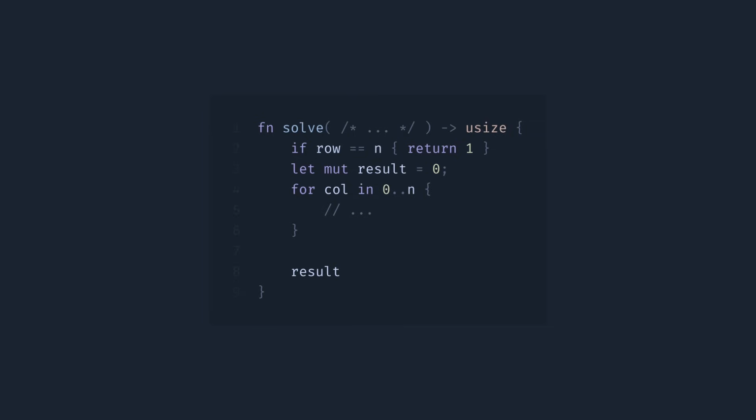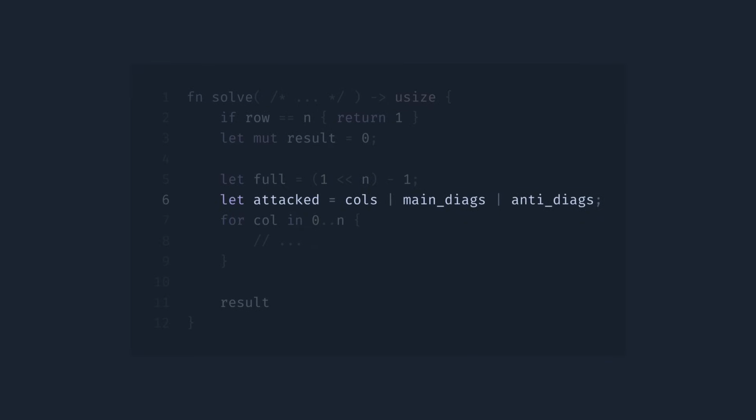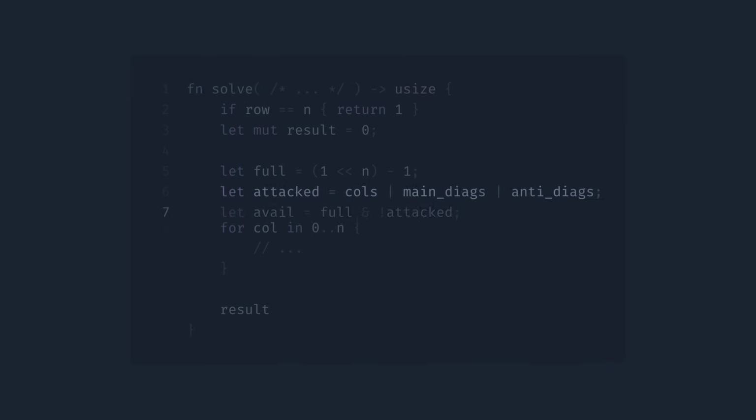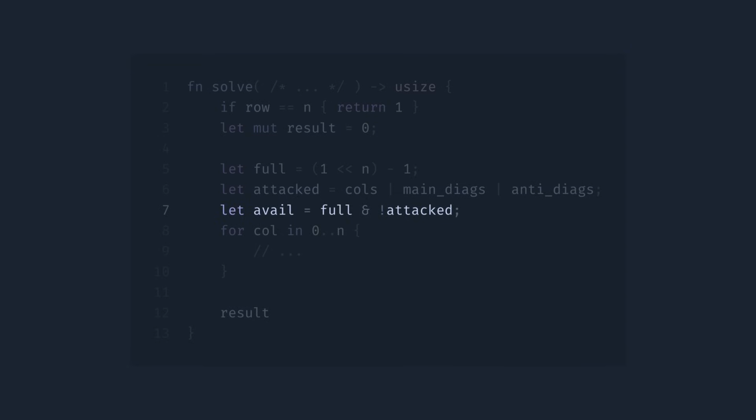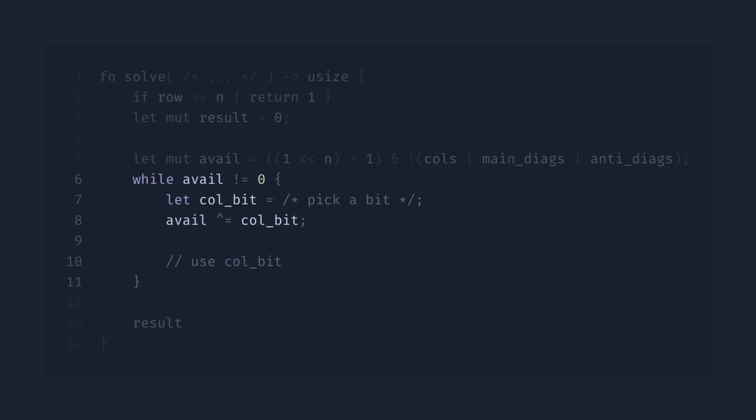So the whole board is 2 to the nth power minus 1, which is a bitset with n bits set to 1. And our merged bitsets are just a bitwise OR of our column and diagonal bitsets. And to get the available columns, we take all the columns and remove the ones that are attacked. Simple. Let me merge it into a single expression to save some screen space. And now, instead of iterating through all the columns, we can pick a bit from the bitset one by one until the bitset is empty, like this. And to actually pick a bit, we have a bit magic, this one.